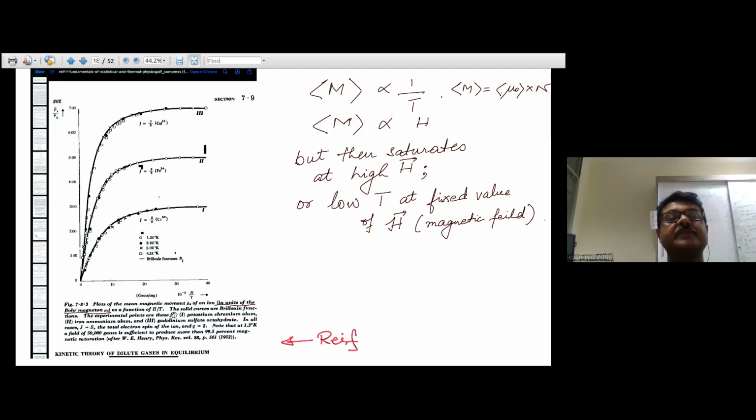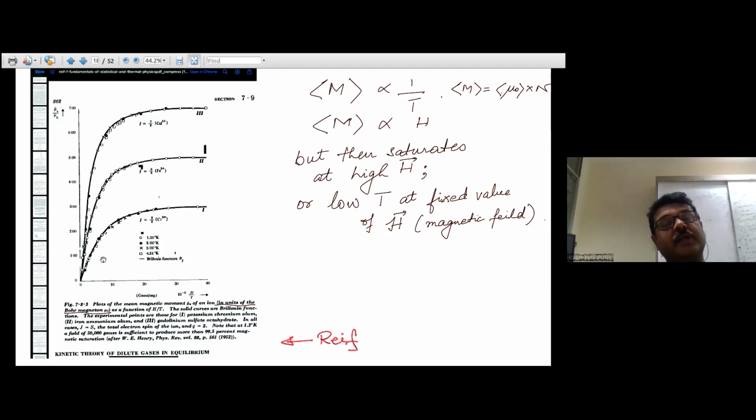Then again, you will see that the magnetic moment goes to 0. Now, for different samples, there are different maximum magnetic quantum numbers, the largest magnetic quantum number. And in these three cases, they saturate at different values of the magnetic moment per spin. As I said, this is a figure from Rief, and this is the paper. And the question is, can we understand how such behavior comes in?